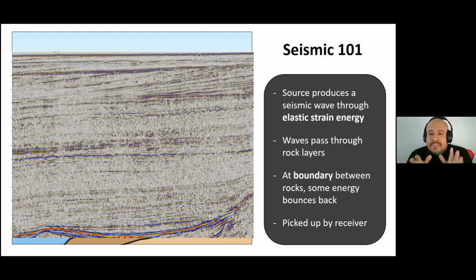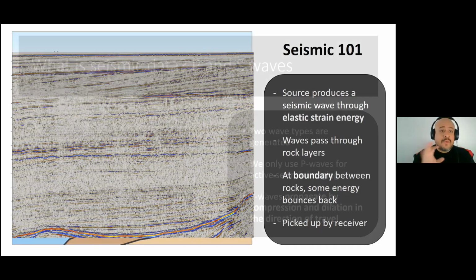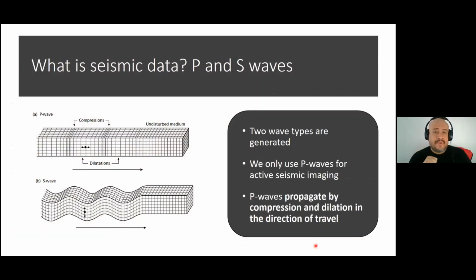Okay, so seismic waves are generated by emitting elastic strain from a seismic source, as I was telling you, and the waves of elastic strain energy can travel radially. We have two types of waves: P waves and S waves. We're going to see an example of this. We use P waves in active source seismic imaging, and they propagate by compression and dilation in the direction of travel. So as you can see from here, that's the way the P waves move.